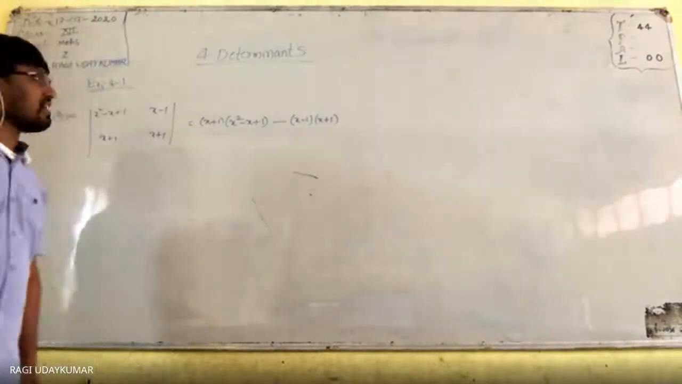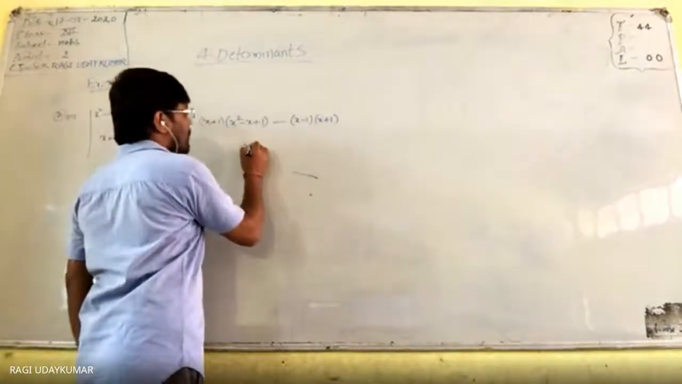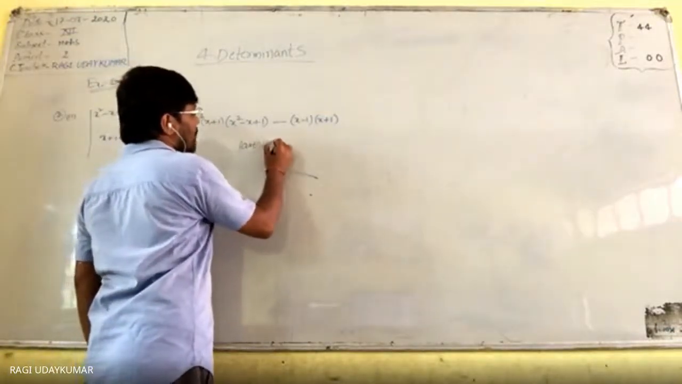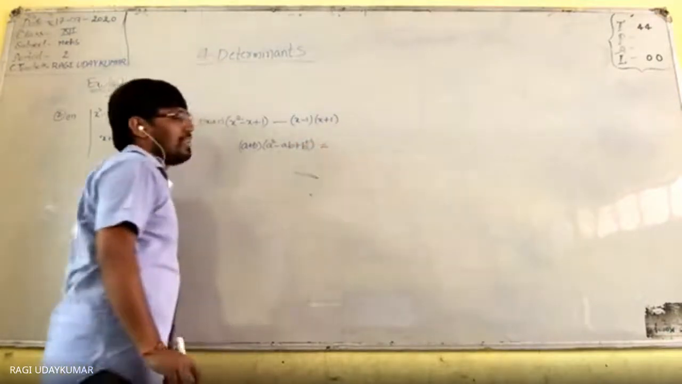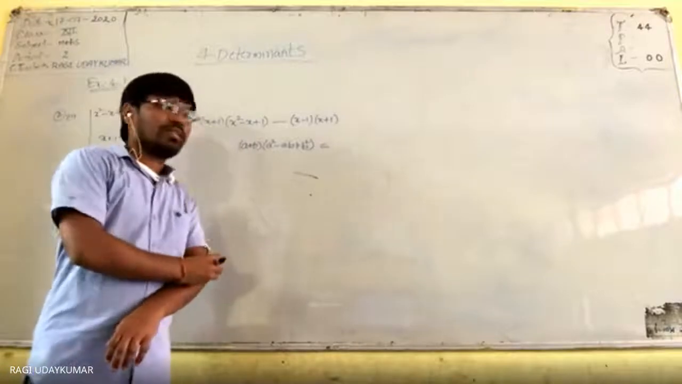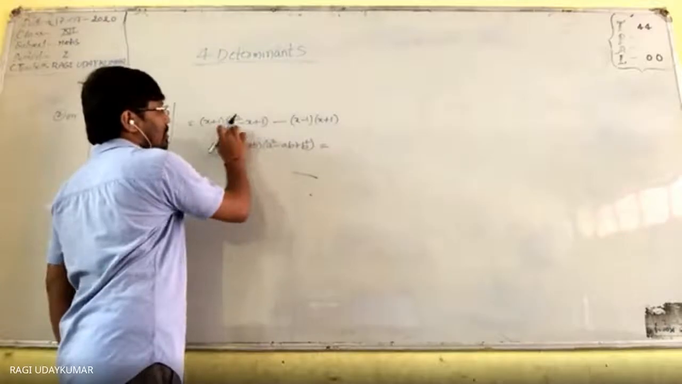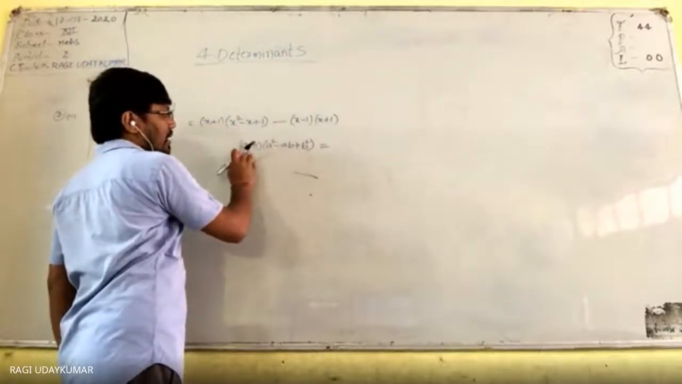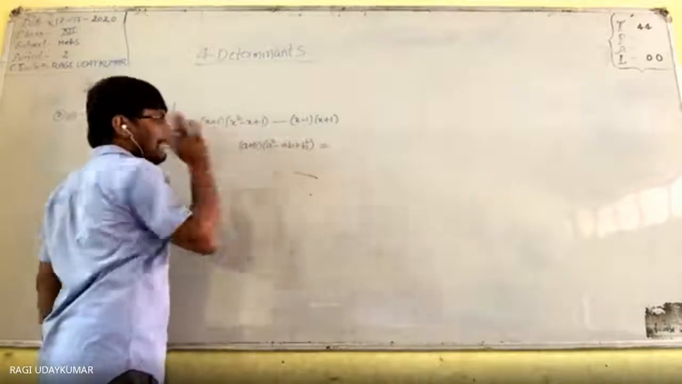Are you able to identify? Normally you are not supposed to multiply. This is in the form of a plus b into a square minus ab plus b square is equals to. Can anyone tell? What is this form? A plus b into a square minus ab. See here, a place में x है, b place में 1 है. A square बोले तो x square minus ab बोले तो x into 1, x plus 1 square बोले तो 1. So this is exactly in this form.